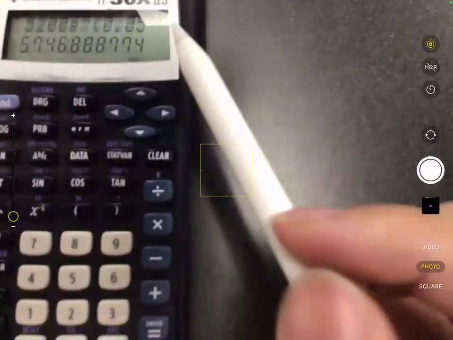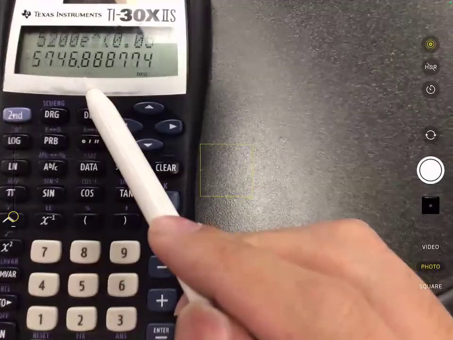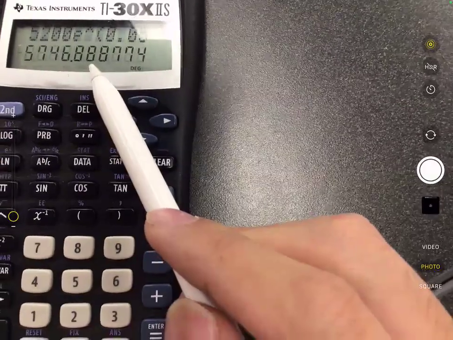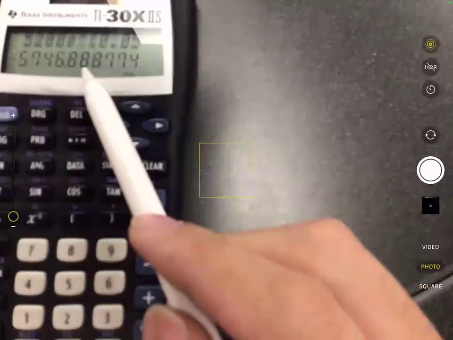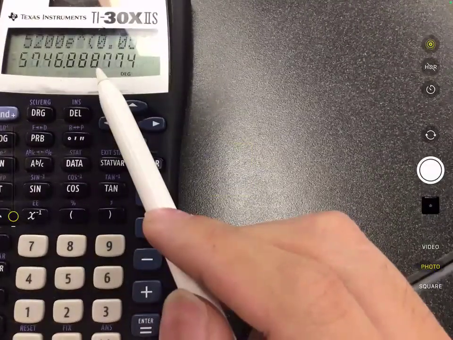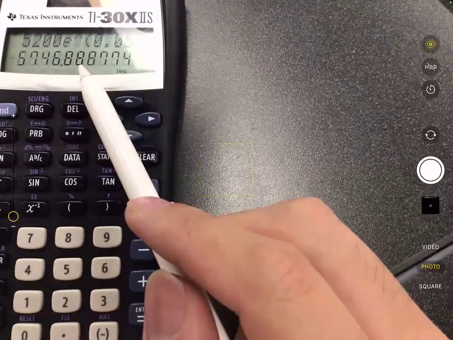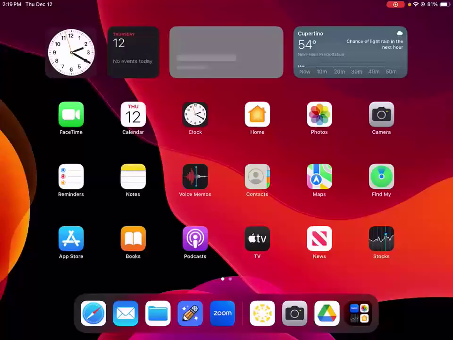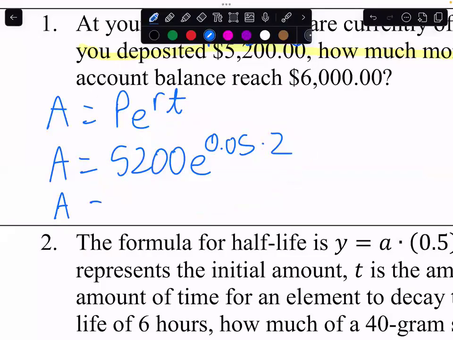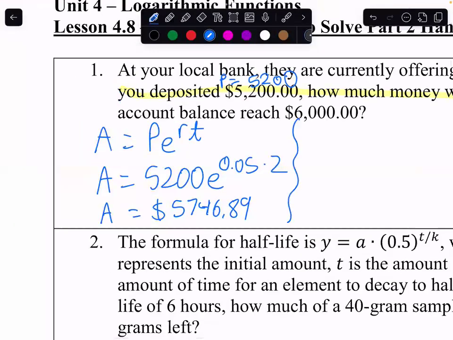Okay, so if the problem tells you where to round, of course, do that. But if they don't tell you, you would go to the nearest cent. So this 8 is followed by a number that's 5 or more. So you round the 8 up to 9. Okay, so $5,746.89. Okay, so that's the first question of this situation.